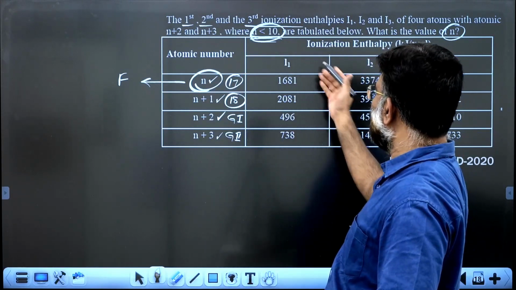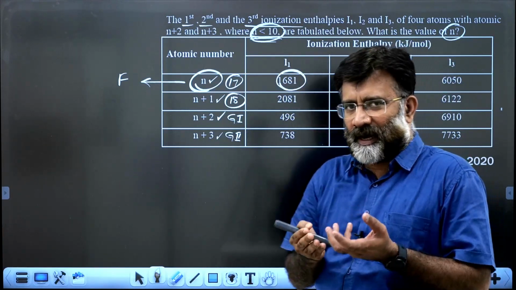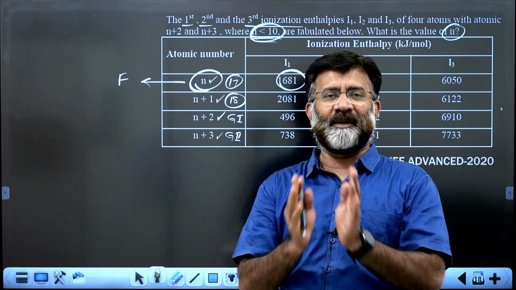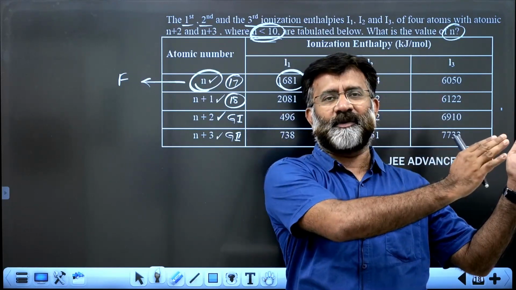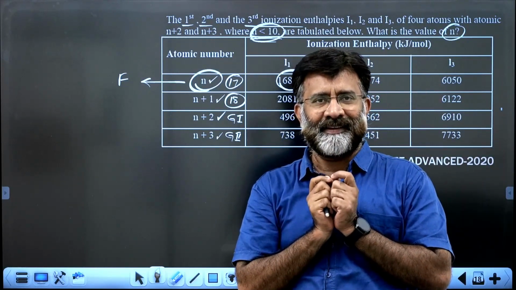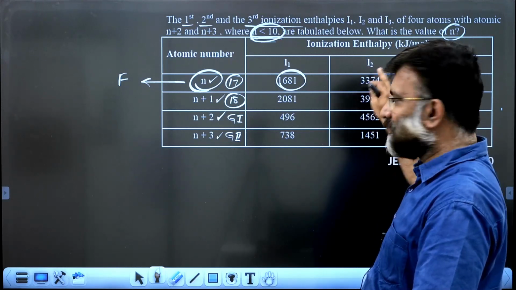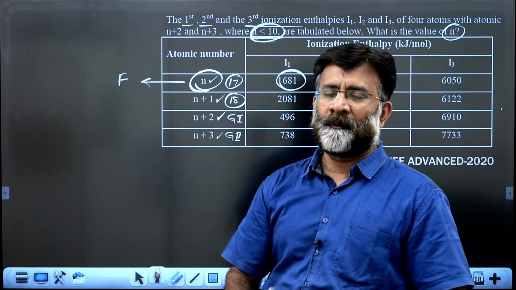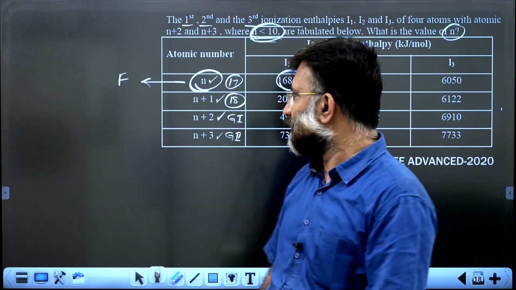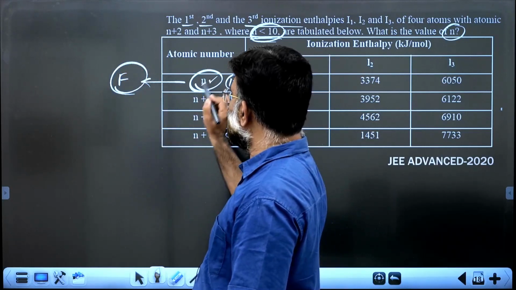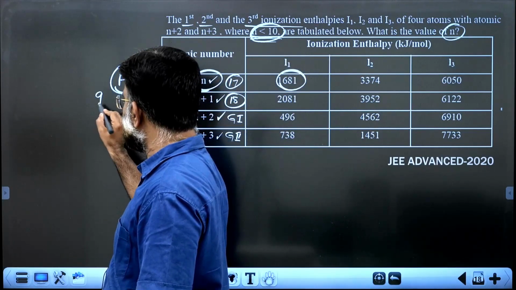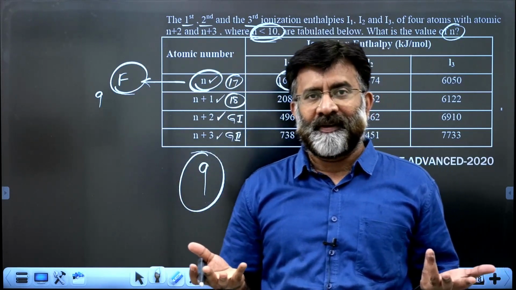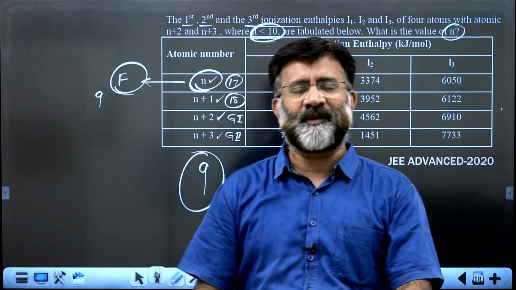And look at the data. Is it matching? 1600. Obviously, it has to have a very high ionization enthalpy, because it is the most electronegative element in the periodic table, lying extreme right of the periodic table, small in size. And the second value is very, very high. The third value again very high. So this element is nothing but fluorine, with n less than 10. And what is n? The atomic number of fluorine is 9. The answer is 9. Asking what is n, answer is over. n equal to 9.